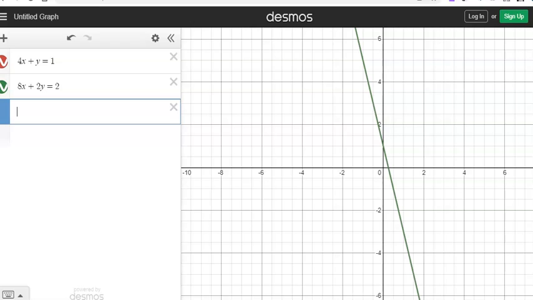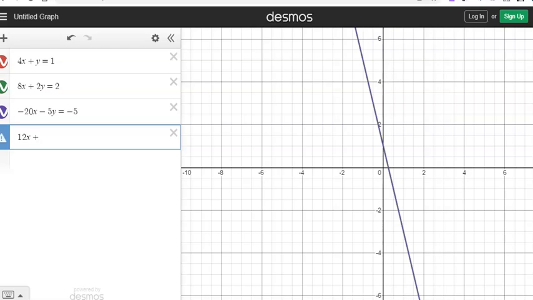The A2 was -20x minus 5y equals -5. And again, that purple is right on top of the green, that's right on top of the red. They are all the exact same line. And if I did another number, if I multiplied the top one times 3, 3 times 4 would be 12x plus 3y equals 3 times 1 is 3. And you're going to get another one.